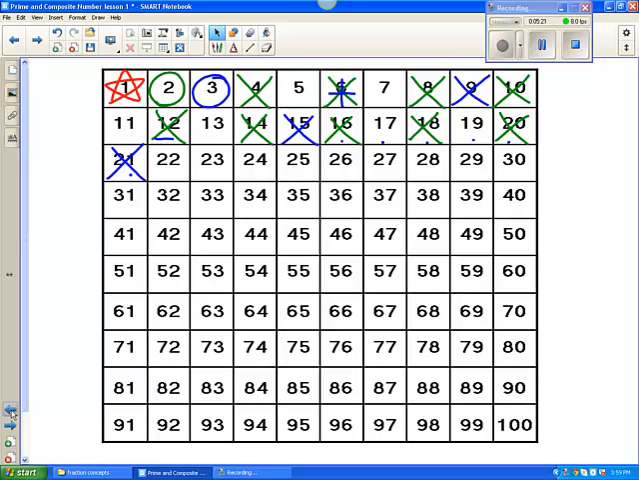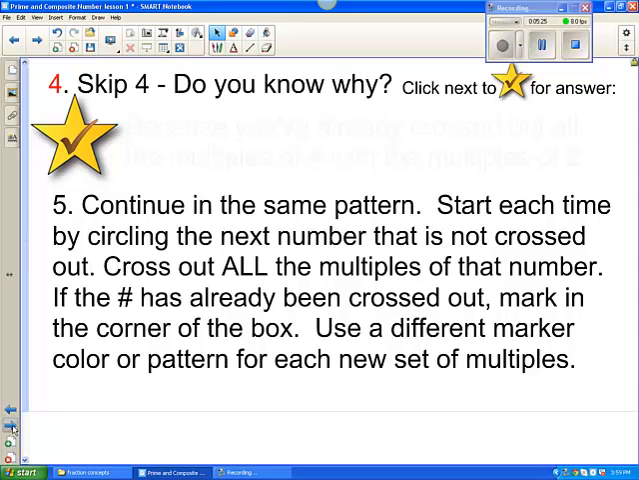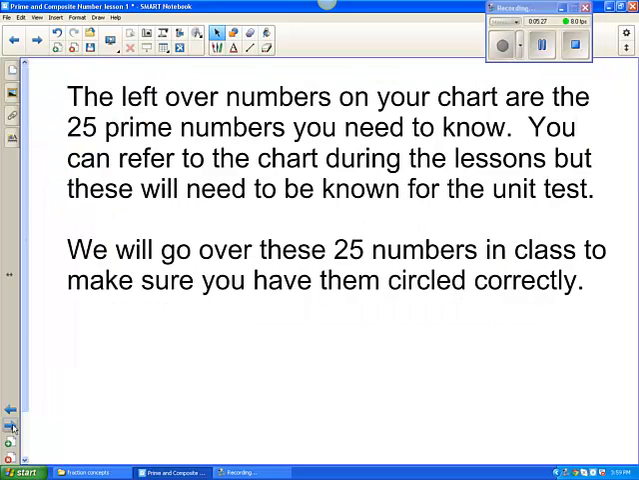At some point, you're going to realize there are no more to cross out, and you should be done. Try to use a new color each time. The leftover numbers on your chart are the 25 prime numbers we will start to learn. You can refer to the chart during the lessons, but these will need to be known for the unit test. We'll go over these 25 numbers in class, so make sure you have them circled correctly on your chart. And that's a prime number and a composite number.